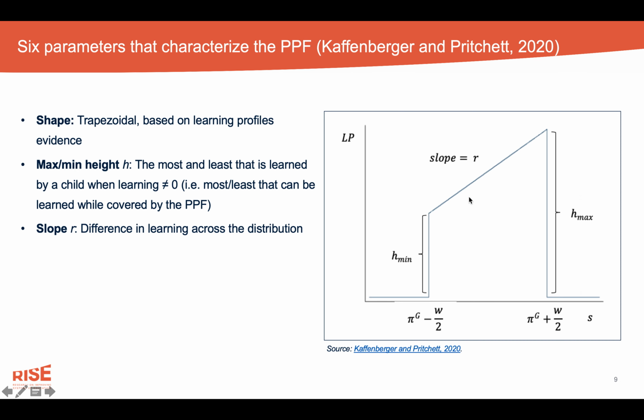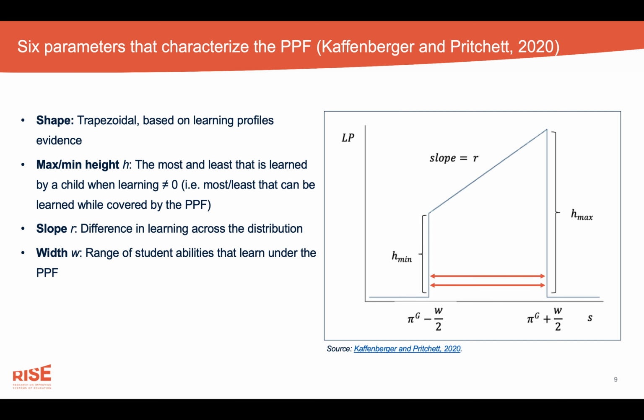Then we have a slope, which basically just connects the maximum and minimum height. And this is the difference in learning across the distribution that I already talked about. Then we have the width of the PPF, which is this here. And this is basically the range of student abilities that can learn anything under the PPF. And you can, of course, imagine that this can be very wide or very narrow, which means that children with a wider range of skill distribution or a narrower range of skill distribution will actually benefit from classroom instruction. And this, of course, is an important parameter to think about how we can improve teaching and improve learning.